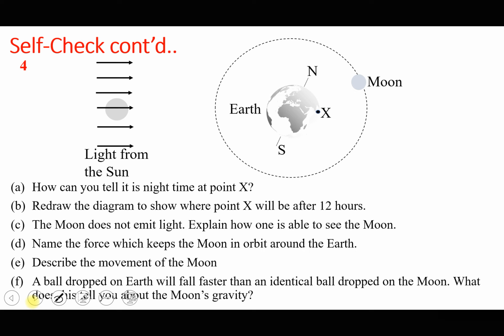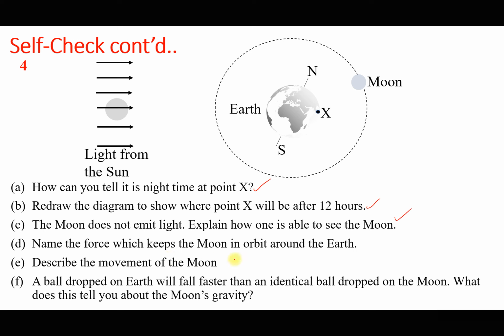So here is a self-check. How can you tell it is night time at point X? So you should be able to answer that question. Redraw the diagram to show where point X will be after 12 hours. So after 12 hours, that is half of a day. Remember, it takes 24 hours for the Earth to spin about its axis. The moon does not emit light. Explain how one is able to see the moon. We have answered that question.